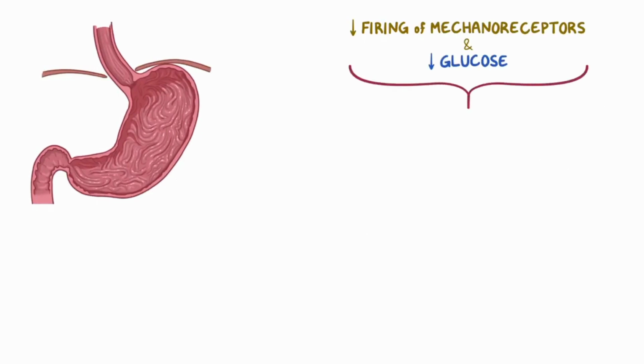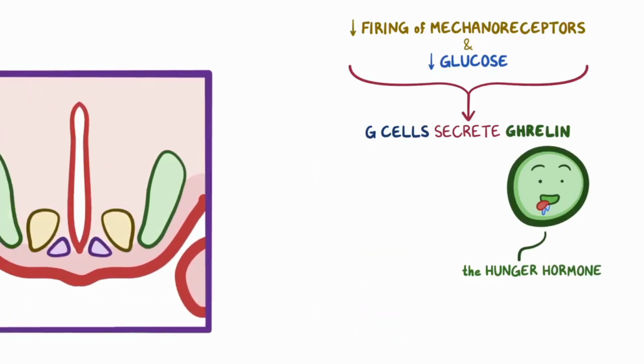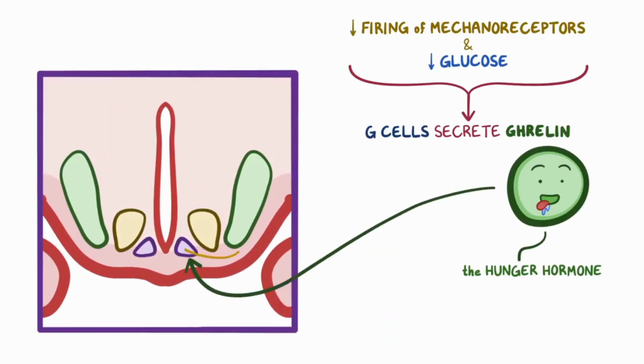In addition to this, the decreased firing of the mechanoreceptors and low blood glucose levels trigger G cells in the lining of the stomach to secrete the hormone ghrelin into the blood. Ghrelin is the hunger hormone, and it travels directly to the arcuate nucleus, further causing it to stimulate the feeding center and inhibit the satiety center.